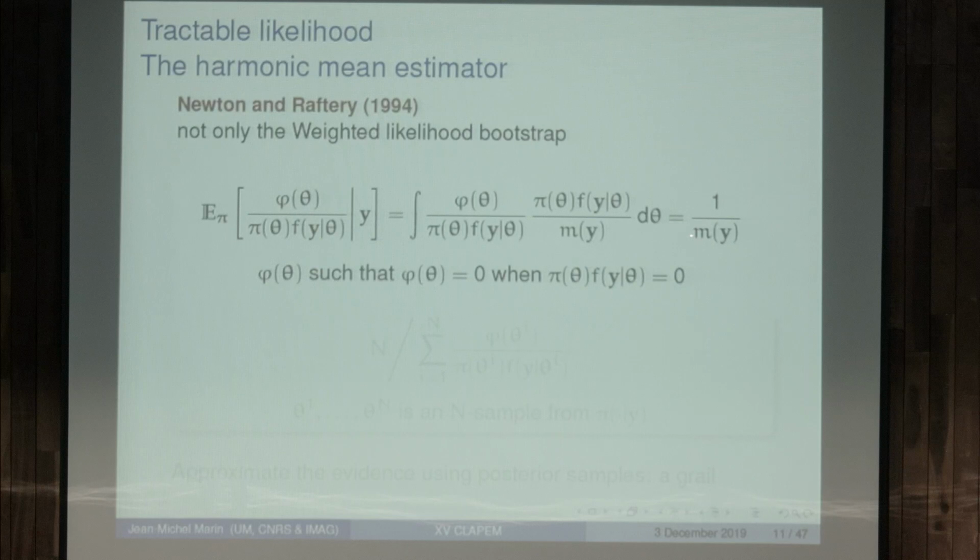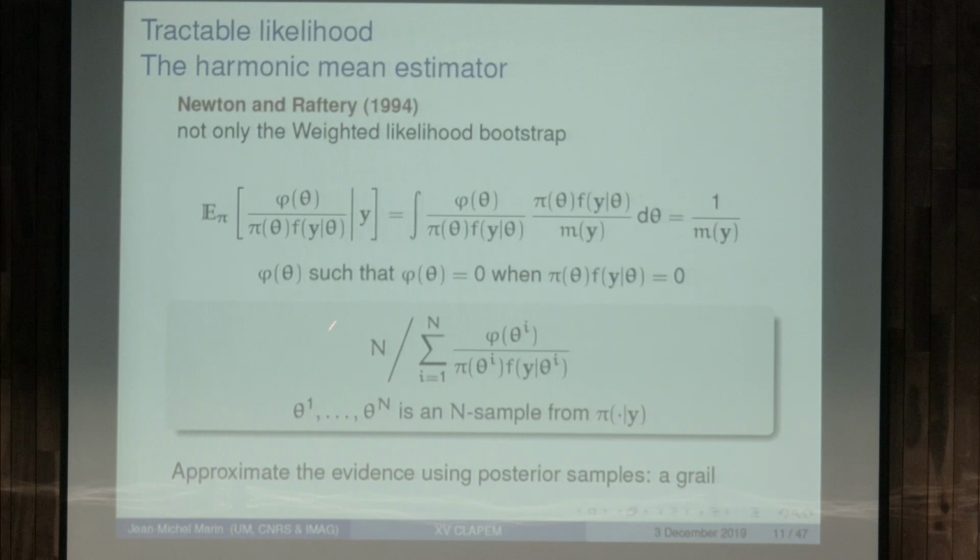And then you can approximate the evidence by taking this harmonic mean estimator. So you take the reverse of the estimator of this expectation here, and you get the harmonic mean estimator here. And approximating the evidence using a posterior sample is a form of grail, because what we would like is, when you have been able to sample from the posterior distribution, to get automatically the evidence, and this is a way to do that.